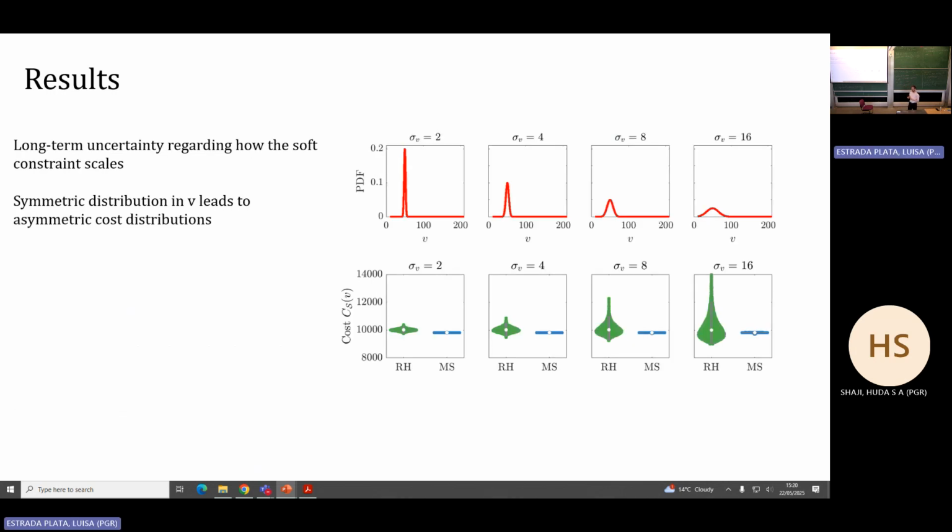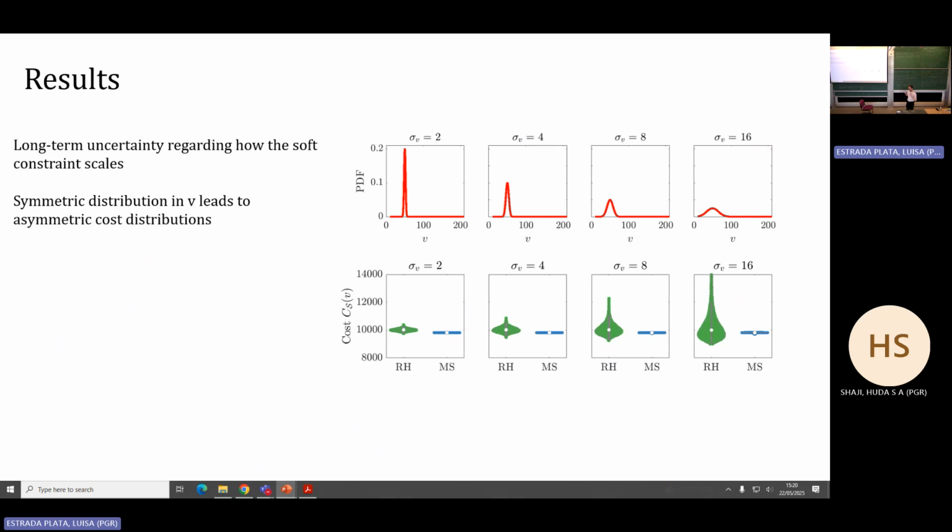So the challenge is in the long term, knowing how to calibrate this soft constraint severity. So when exactly does the actual cost per patient begin to ramp up? So we're going to demonstrate by looking at some uncertainty on how you quantify the soft constraint and how that affects the two strategies. So if we assume this to be normally distributed, so it has some mean and some variance, as we increase the variance, we get these cost distributions here.